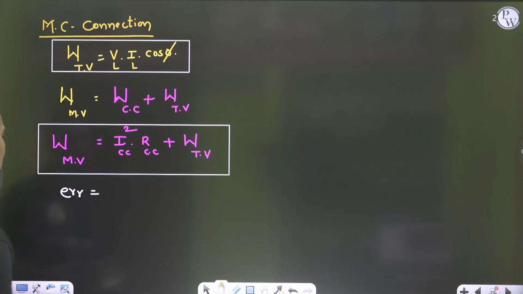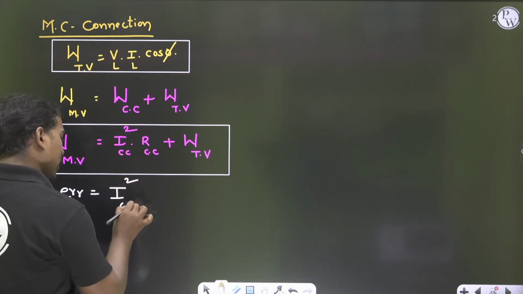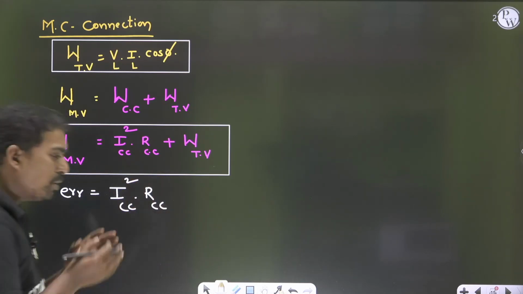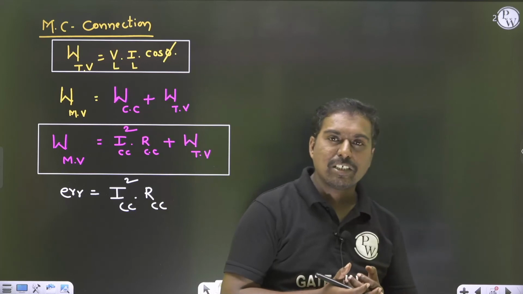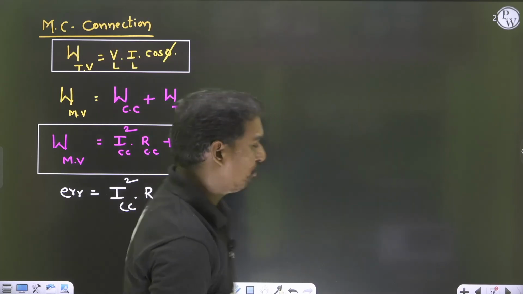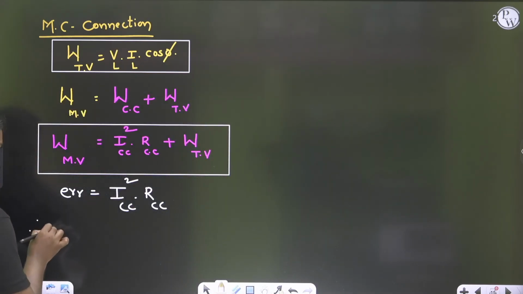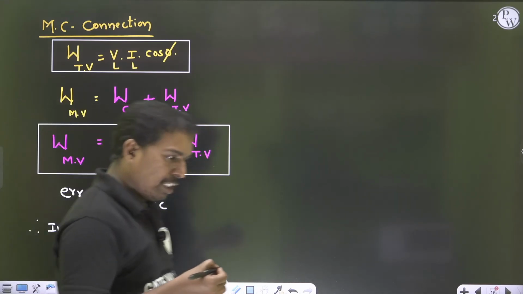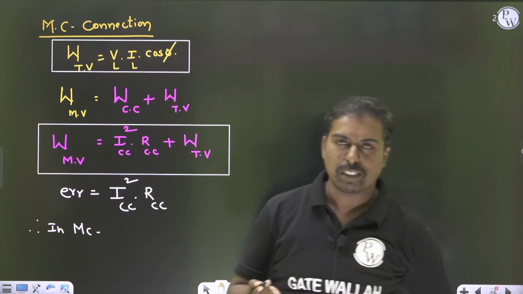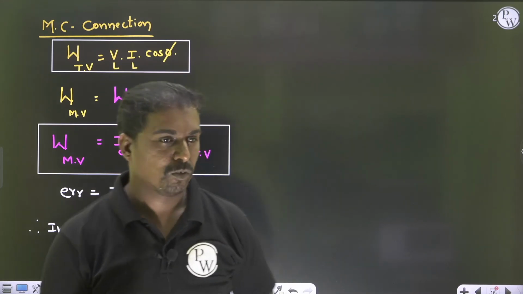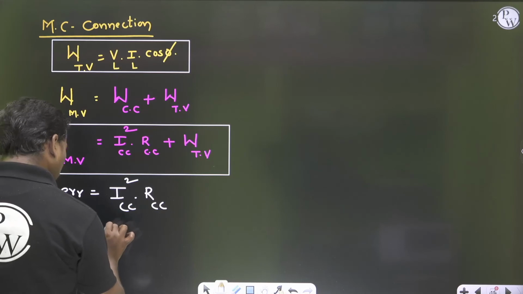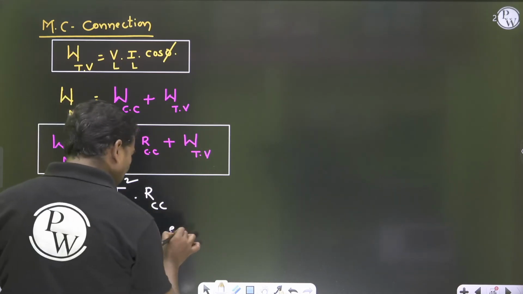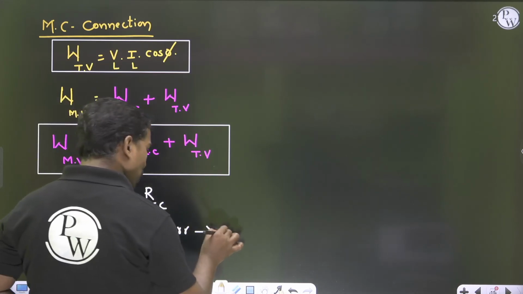Measurement value minus the true value is the error, which is equal to I square R. Okay, so in MC connection, the error is due to what? The current coil. In MC connection, do you understand? This is a connection error. When you connect the moving coil at the front or at the back of the current coil, we are going to have an extra term. So in MC connection, the error is due to which coil?